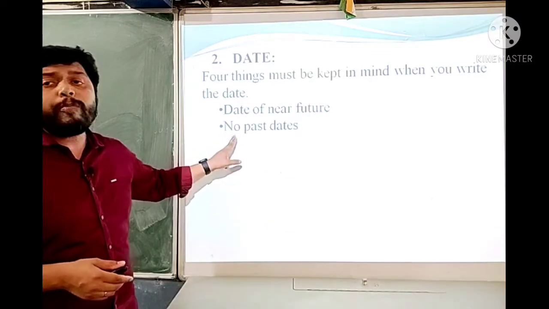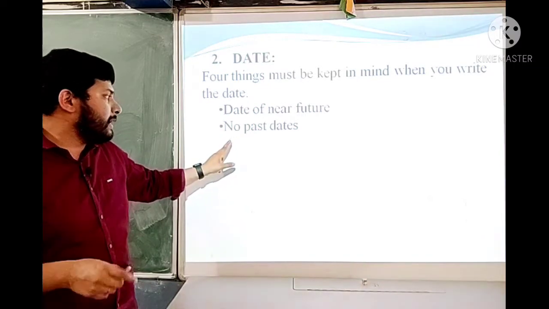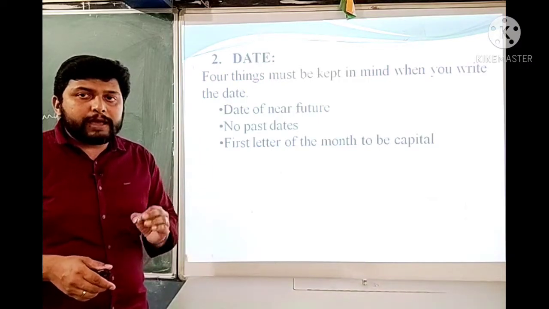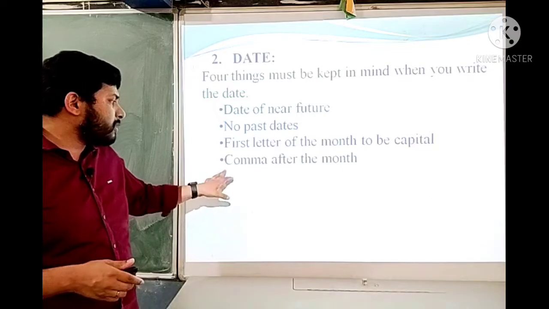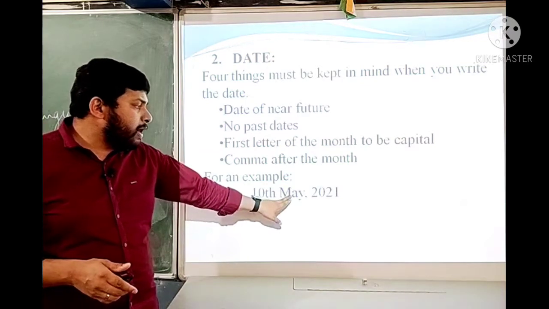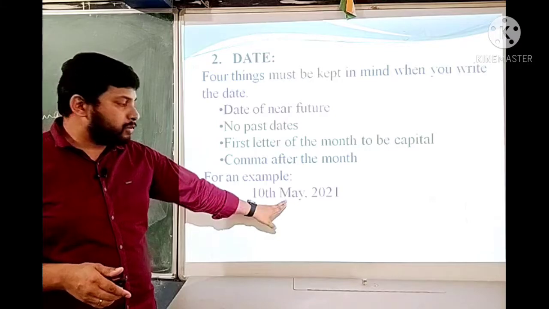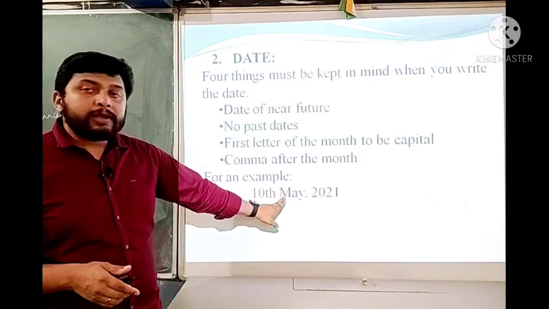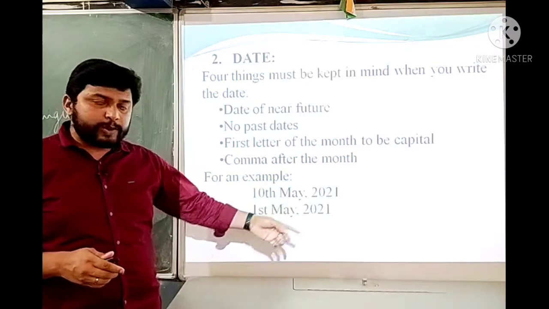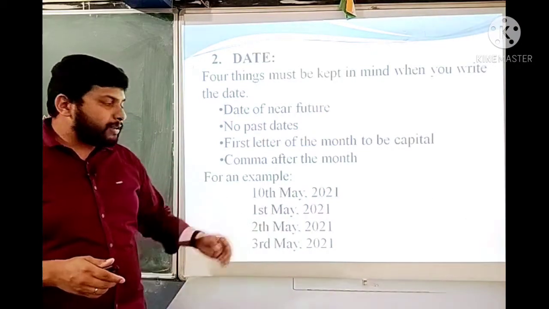Again, the second point says no past dates. You can write any upcoming day, but you are not supposed to write past dates. Third one, first letter of the month to be capital. The name of every month must start with an uppercase letter. Okay, the fourth point says comma after the month. Let's see an example. There you'll get a better idea. See, 10th May 2021. Okay, 10th, TH, that is required. Then the first letter of the month must be uppercase, or in other words, a capital letter. After the name of the month, there must be a comma. Okay, I hope it's very clear to you. Then the next examples: 1st May 2021, then 2nd May 2021, and 3rd May 2021. So these are the different examples.